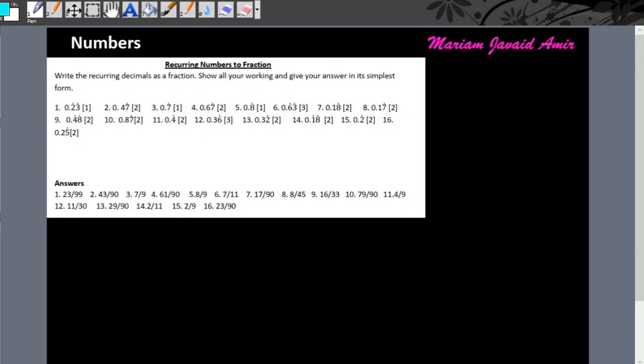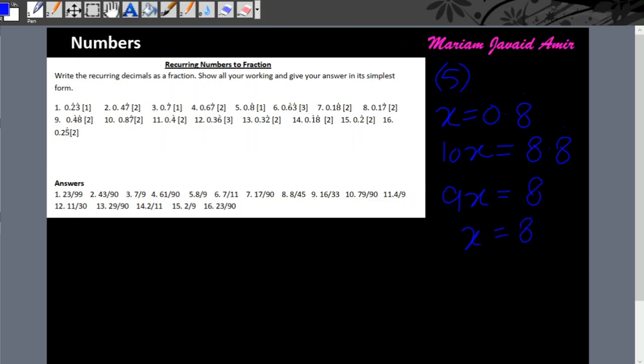Question 5. The number is 0.888888. Write 10x, which would be 10 times this value, so 8.888888. We can subtract these and eliminate the recurring 8. So 10x minus x is 9x, which equals 8.888888 minus 0.888888, which is simply 8. So x equals 8 over 9.